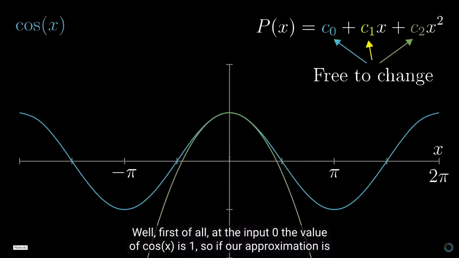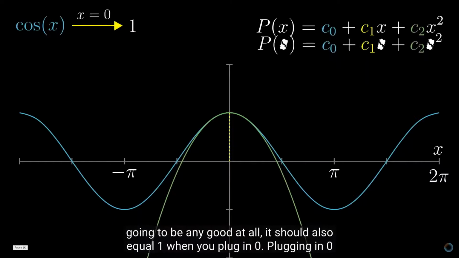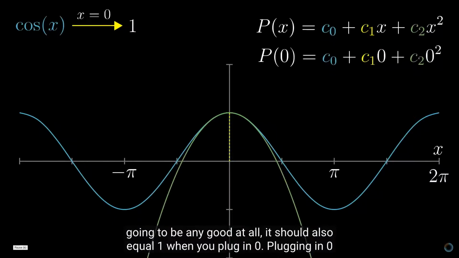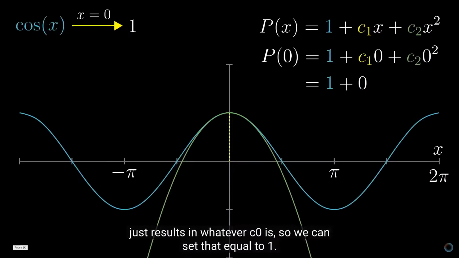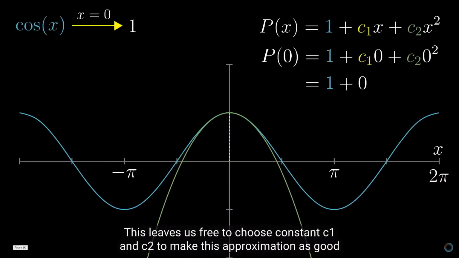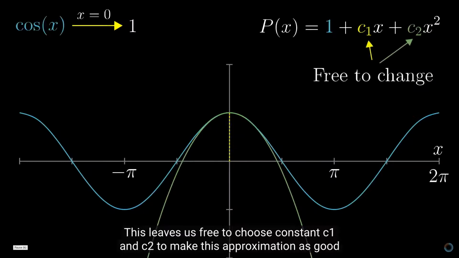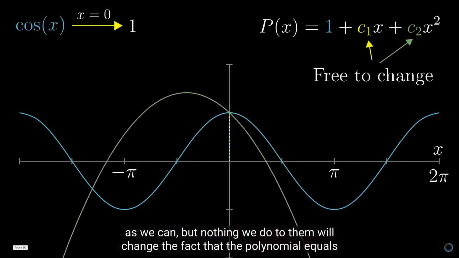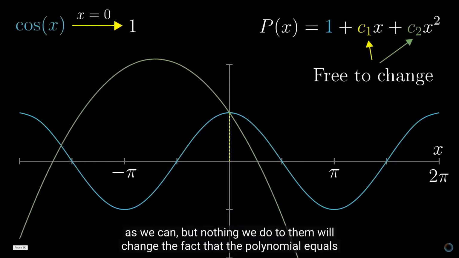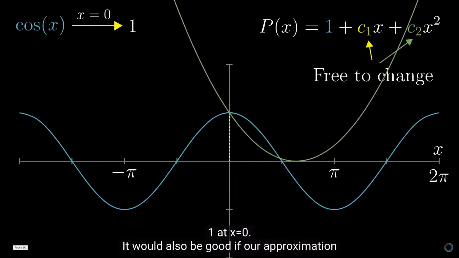Well, first of all, at the input 0, the value of cosine of x is 1. So if our approximation is going to be any good at all, it should also equal 1 at the input x equals 0. Plugging in 0 just results in whatever c0 is. So we can set that equal to 1. This leaves us free to choose constants c1 and c2 to make this approximation as good as we can, but nothing we do with them is going to change the fact that the polynomial equals 1 at x equals 0.